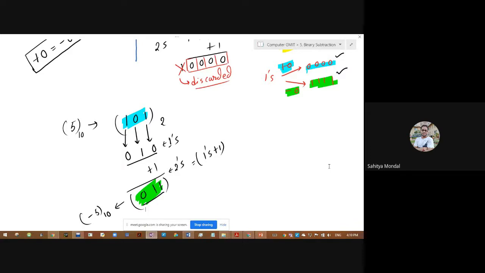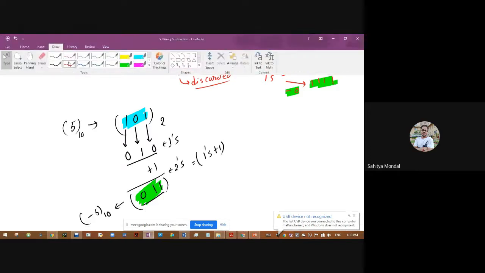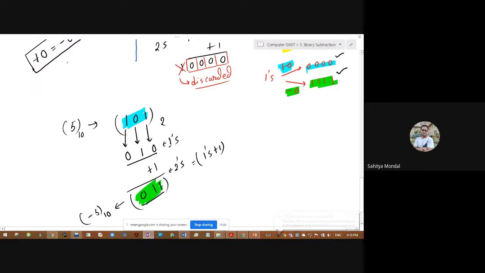padding extra zeros before. If someone tells you to write 100 in your copy, you have many options to write 100. You can directly write 100 in 3 bit, you can write 100 in 5 bit, or you can write 100 in 8 bit.